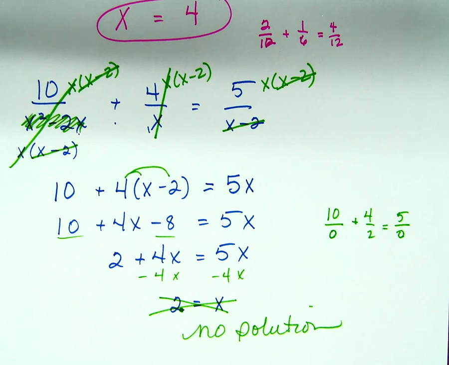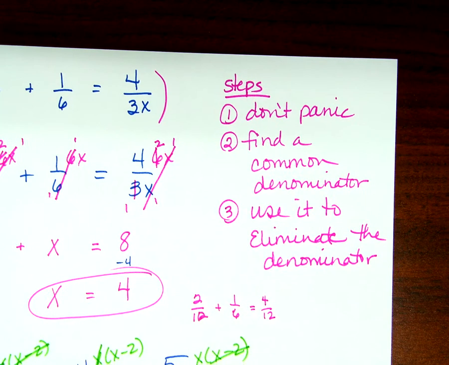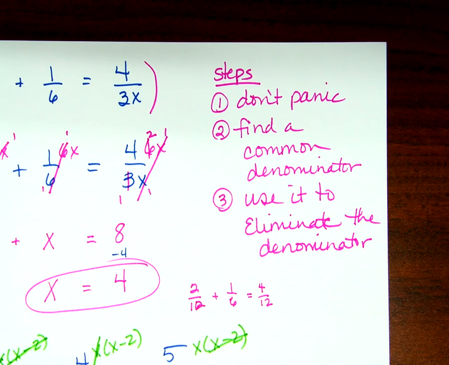Tell me the steps again then. Step 1, don't panic. Step 2, find a common denominator. And step 3, very good. Eliminate the common denominator. Assassins of denominators. Only denominators. Got it? Peace.